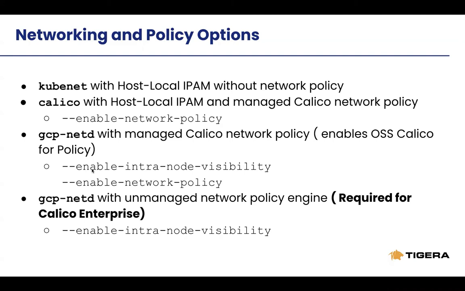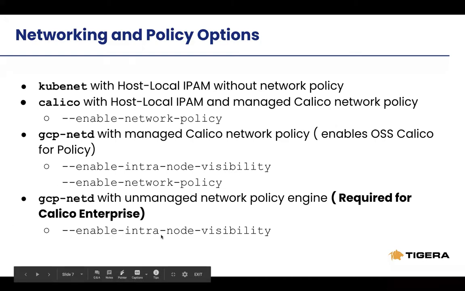Finally, if you want to use something like Calico Enterprise, which we'll talk about, which is unmanaged network policy, you have to make sure that you're not launching your GKE with network policy, because the idea is that when you are using Calico Enterprise, you want it as a solution to manage Calico for policy enforcement. You don't want GKE as a management plane to manage it. So you have to watch out for that option when you launch it.